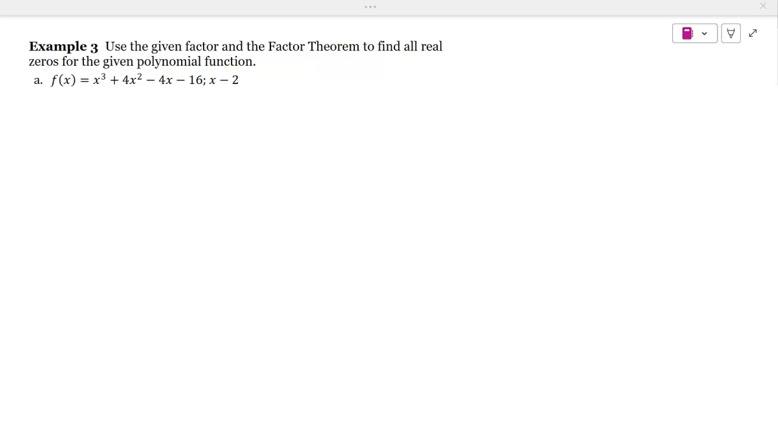Example 3. Use the given factor and the factor theorem to find all real zeros for the given polynomial function. So we are trying to take this polynomial and break it down into all of its factors. We're going to start by looking at x minus 2. In the last video, we saw that if we were dividing by x minus 2, then the zero that we would be considering is x equals 2.